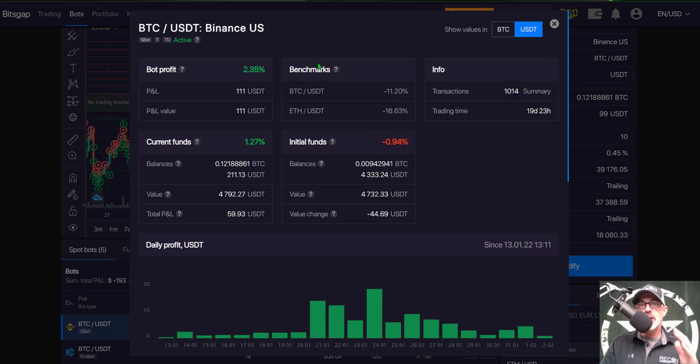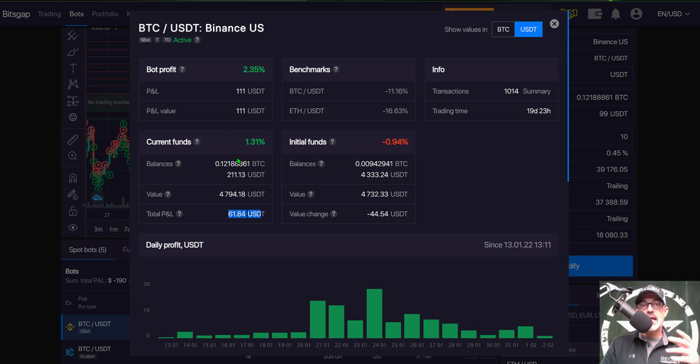Now, if we jump over here to the SBOT results, we see much better production out of this bot. It only had to make 1,000 trades, and it's actually up right now, so I actually have some profit of just over $60. That's my total P&L right now. My current funds are up 1.3%, and that's with holding a pretty good amount of BTC, a little bit of USDT. When added together, I get my total value, and thus I end up with my just over $60 profit.